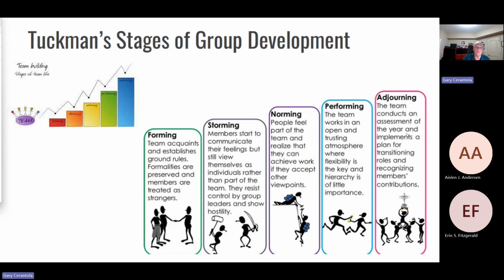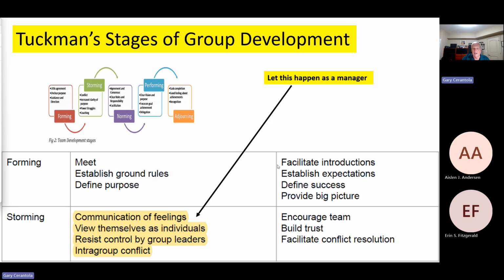So that's a whole new level of Tuckman's stages of group development. Okay. So you can see here, and I talked about this earlier as well, in the storming part, you've got to let this happen as a manager. Communication of feelings, view themselves as individuals, resist control by group leaders, intergroup conflict. The whole idea in the storming part of Tuckman's stages of group development is that you need to get the issues on the table and deal with them.